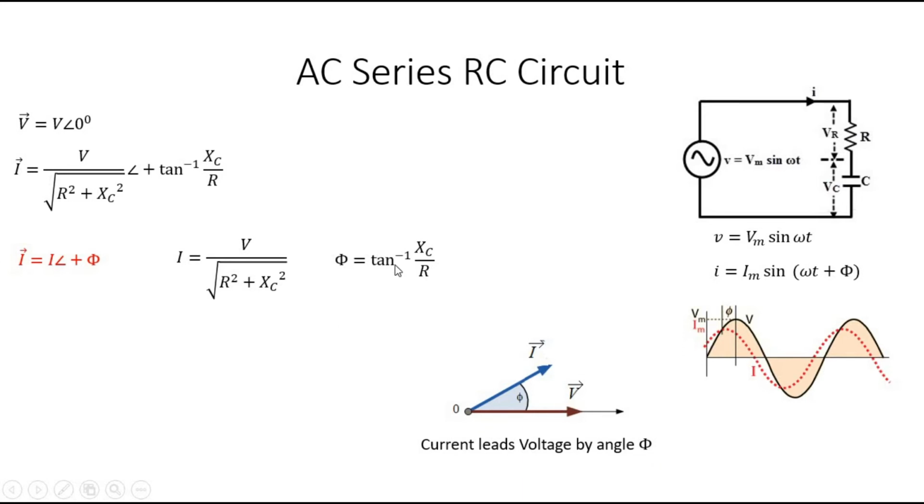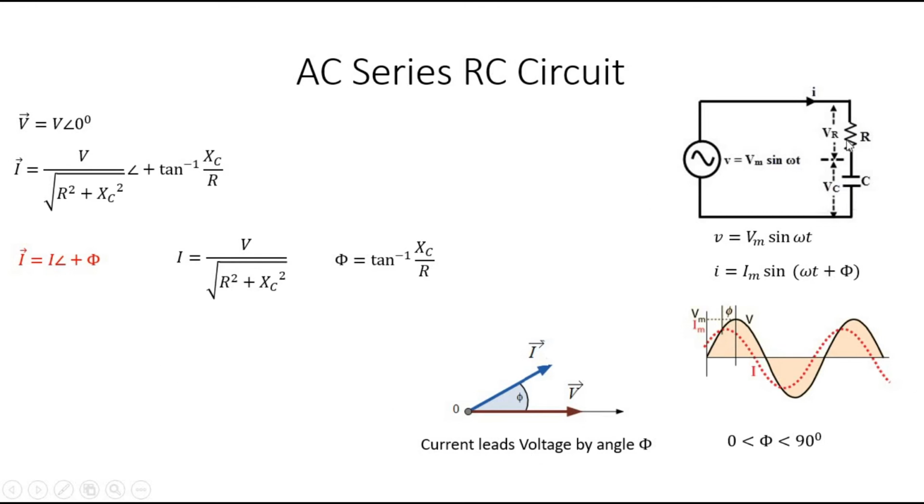So what will be the range of phi? If it is purely resistive, phi will be 0, and voltage and current are in phase. If it is purely capacitive, phi is plus 90, and the current leads the voltage by 90 degrees. If it is a combination of these two, the angle is between 0 and 90.